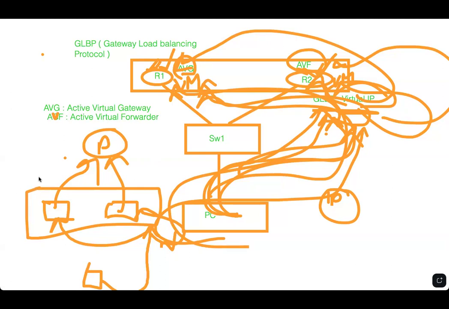Sir, what is a packet? Packet is nothing but a terminology. We call it that on layer 3. In the physical layer, it's called bits. In the data link layer, it's called frames. In the network layer, it's called a packet.